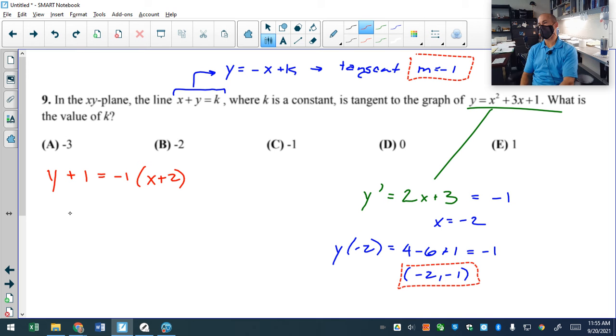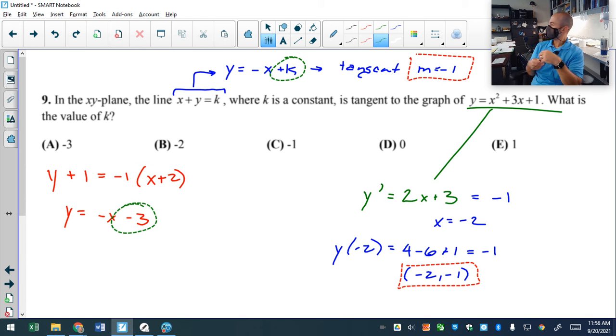Since I'm already here, I could solve for this. That'll be -x minus 2 minus 1, which is -3. And now I can see that k would be -3. But I did do that the long way, just because I kicked into autopilot. Once we knew x and y, I could have just plugged in -2 and -1 here and got -3.